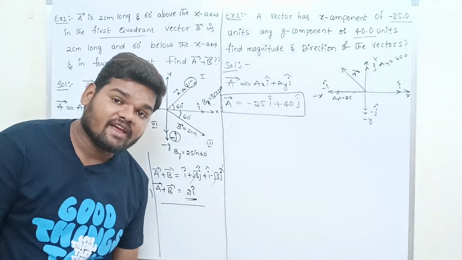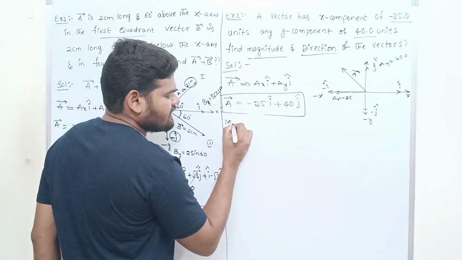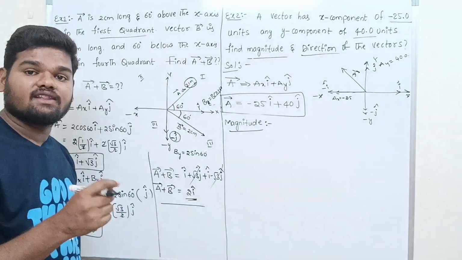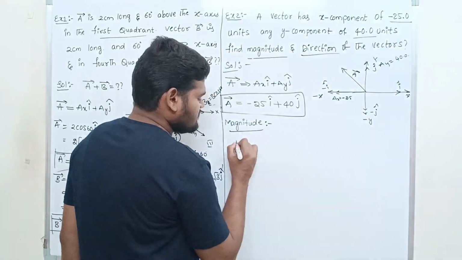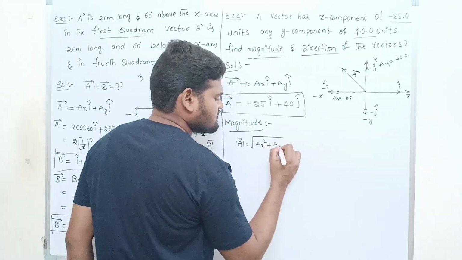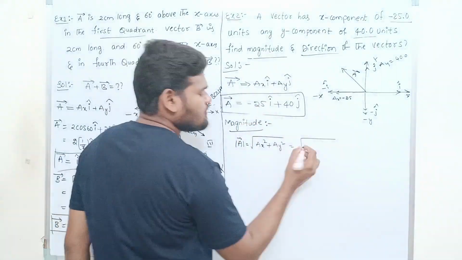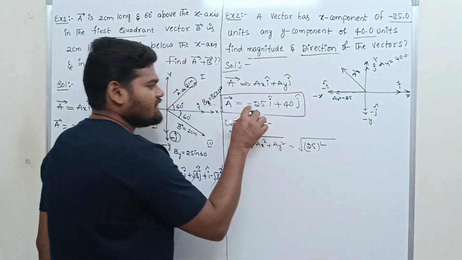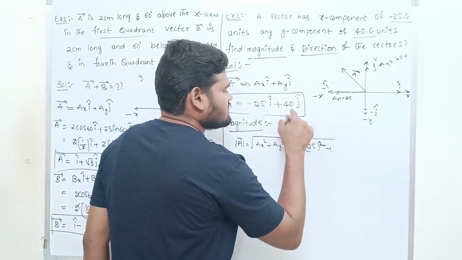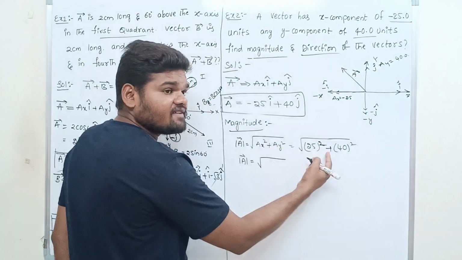Is it clear? Now what we have to find is its magnitude and direction. To find the magnitude of this a bar vector, we have the formula. The magnitude of the a bar vector is equal to the under root of Ax square plus Ay square. So that is equal to the under root of Ax square. The Ax value is 25 whole square. Although it is minus 25, if you place minus 25 in a square, it becomes plus. So plus 40 whole square, all under root.